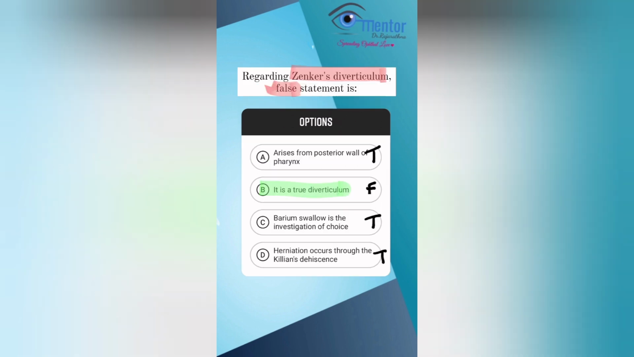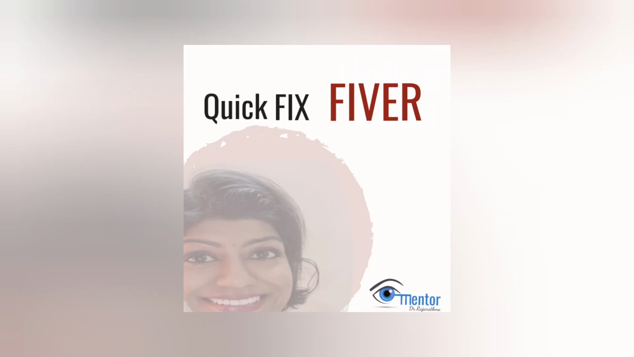Question number 5, Zenker's diverticulum, another high yield topic. It's an outpouching of the pharynx through Killian's dehiscence. What is Killian's dehiscence? It's a weak part of which muscle? Again important, inferior constrictor muscle. Now option B is the answer. Why? Because Zenker's is a false diverticulum. It does not contain all the layers of the pharynx. It only contains mucosa and submucosa.